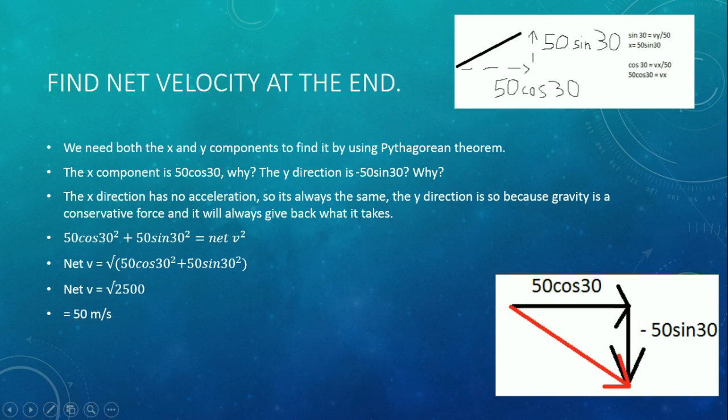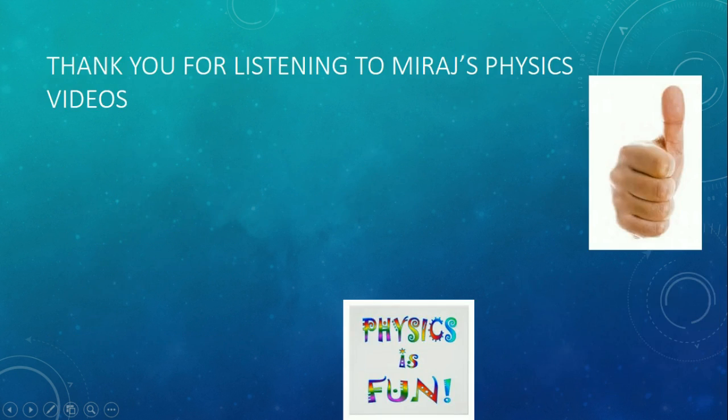So this proves that gravity is conservative because the initial velocity that the player kicked the ball was 50 meters per second, and the final is also 50 meters per second. So we know that we did this problem right. And theoretically, the angle with the ground right outside here should be 30 degrees also. So it is in fact symmetrical.